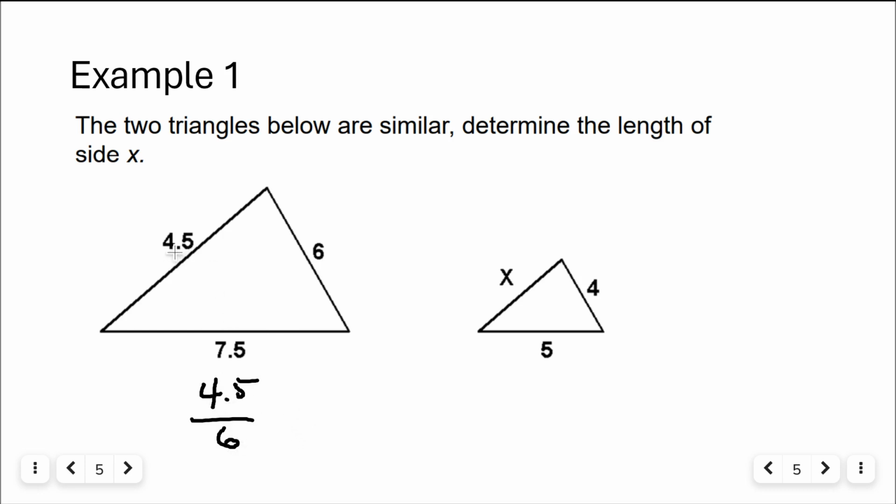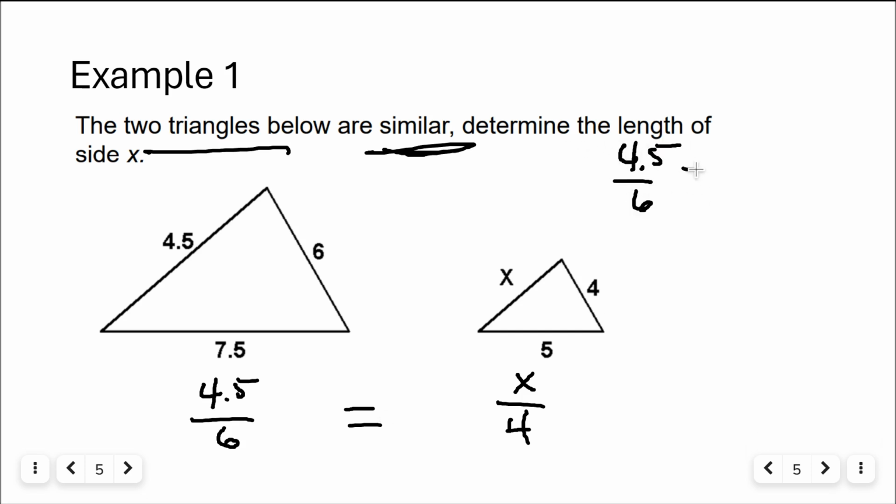So now, if I line up the same two sides on this triangle, then I would line up x over 4, right? 4.5 is in the same location as x, and 6 is in the same location as 4 on the other triangle. These are similar. Since the triangles are similar, then these ratios have to be equal to one another. So 4.5 over 6 has to equal x over 4. And now we're going to solve this for x.